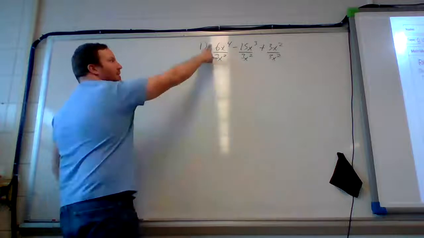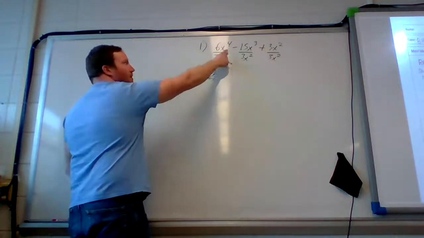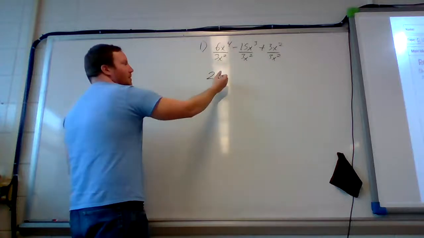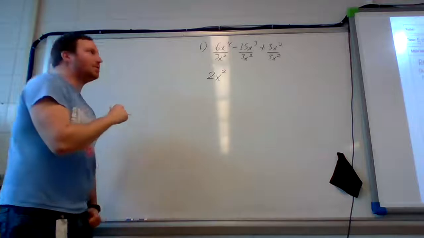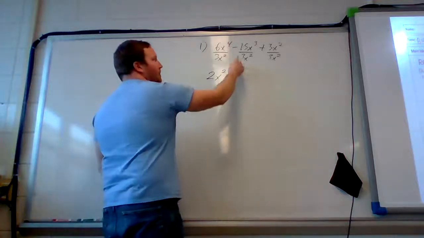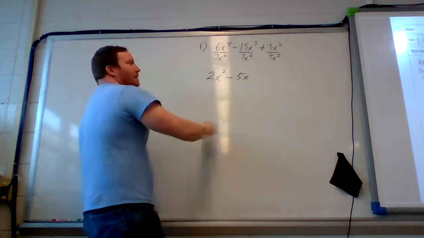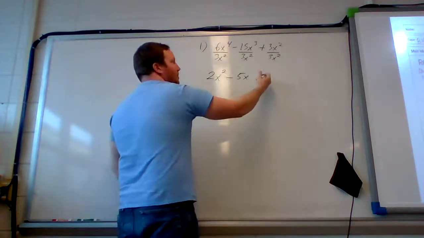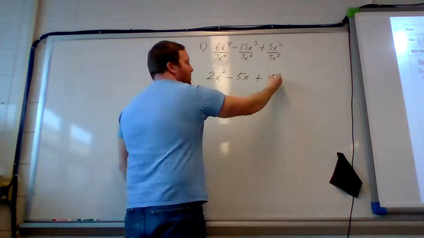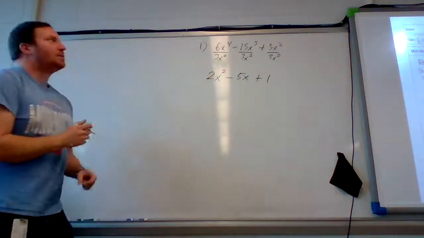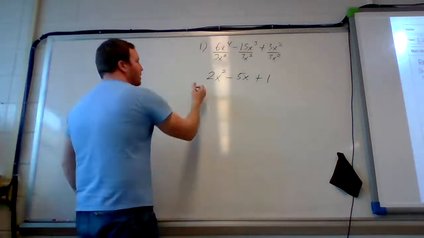So in this case, 6 divided by 3 gives you 2. x to the 4th divided by x squared leaves us with x squared. Again, you subtract your exponents when you do the division. Minus 15 divided by 3 gives us a 5x. x cubed divided by x squared leaves us with 1. And anything divided by itself is 1. So 3x squared divided by 3x squared just gives us a value of 1.